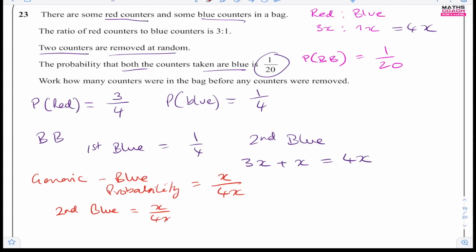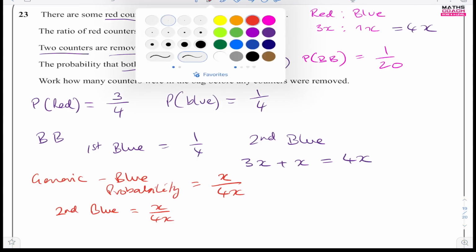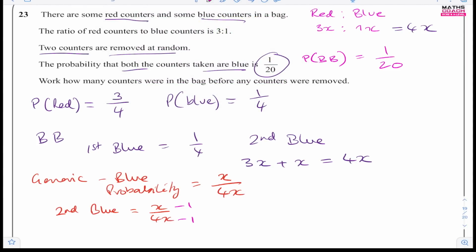Now, what we can do is say that the probability of a second blue would be x over 4x, but remember, when you are finding the second blue's probability, you have to remember the first blue has been already taken out. So one blue would be less, and one from the total amount of counters will be less. That means that we will take away 1 from the top and the bottom, giving us a fraction which is x minus 1 over 4x minus 1. So this here is the probability of a second blue.